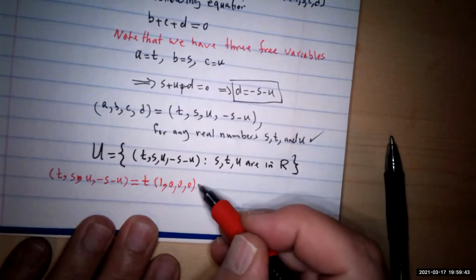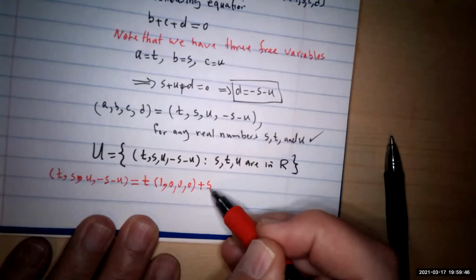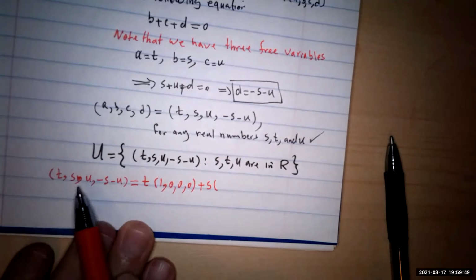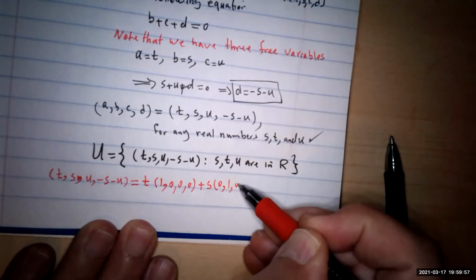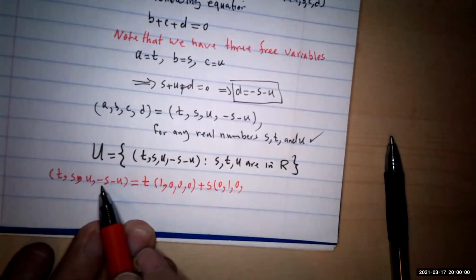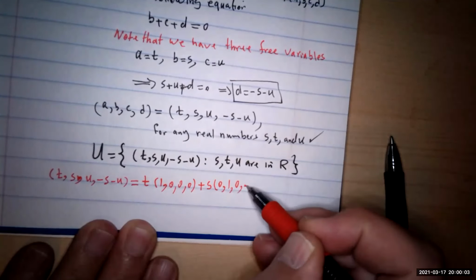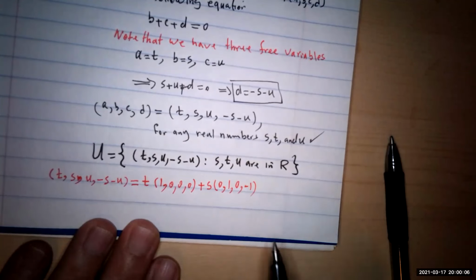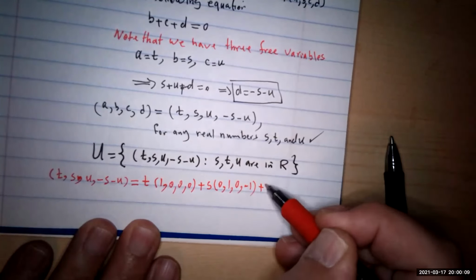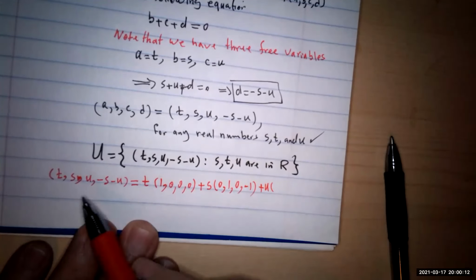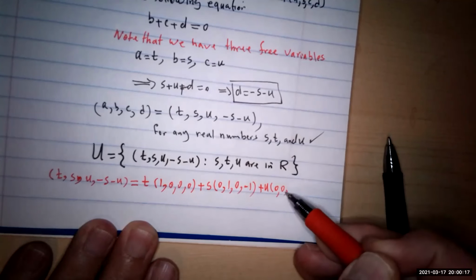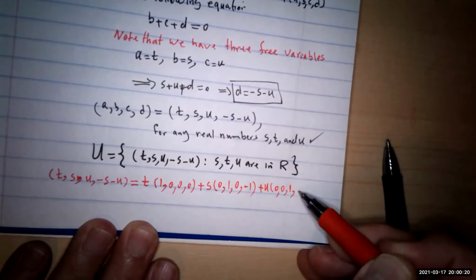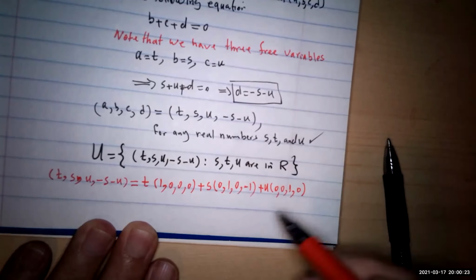So that gives you (1, 0, 0, negative 1). That's the first one. Then you add it to the S. This means you are interested in S. Replace S by 1, everything else by 0. So that gives you (0, 1, 0, negative 1). Then you pull out the U. You are interested in U. Replace the U by 1, anything else by 0. So that gives you (0, 0, 1, negative 1). That's it.